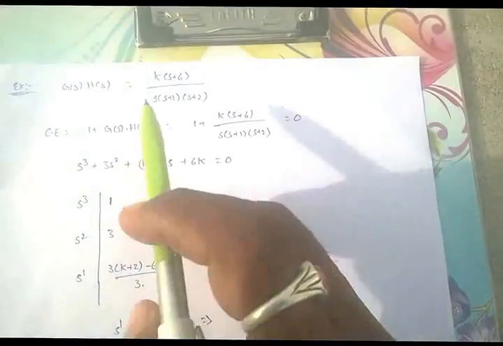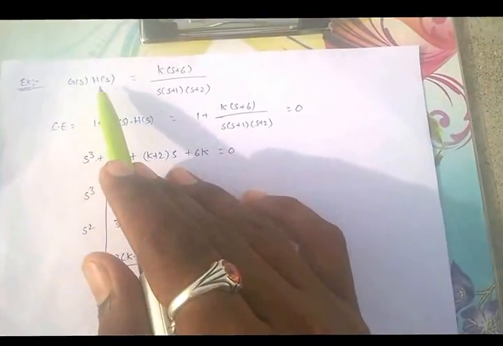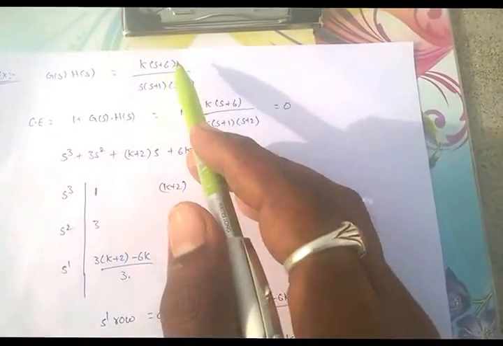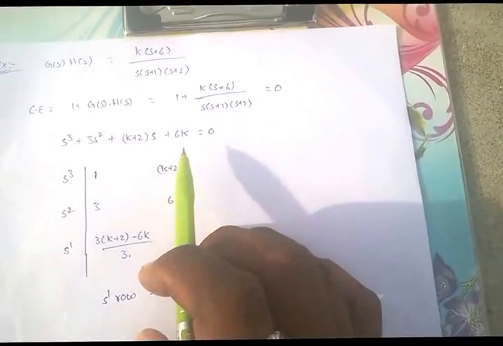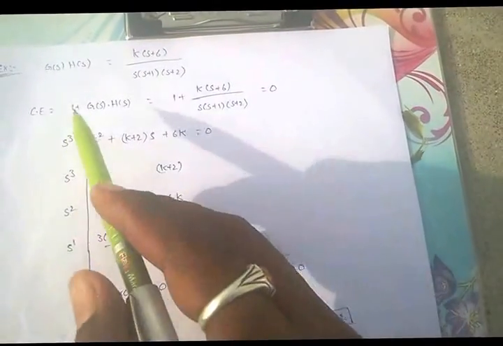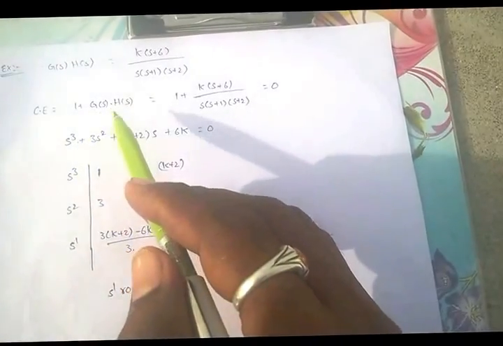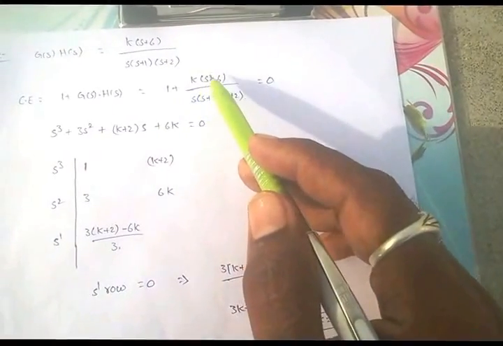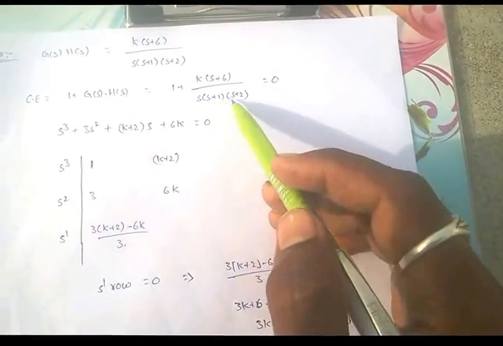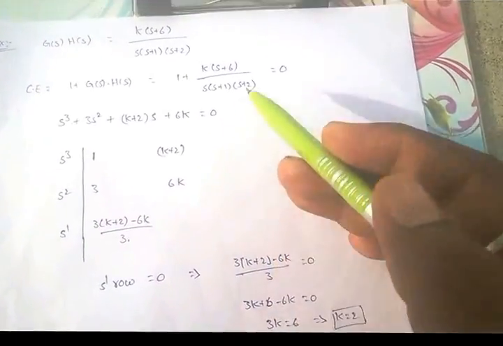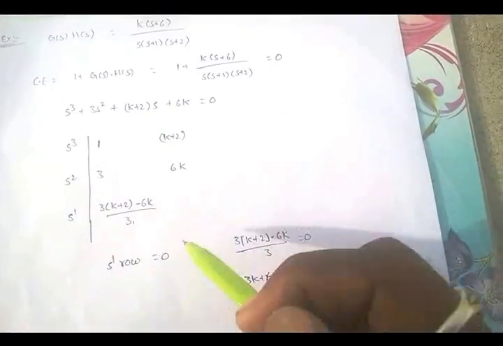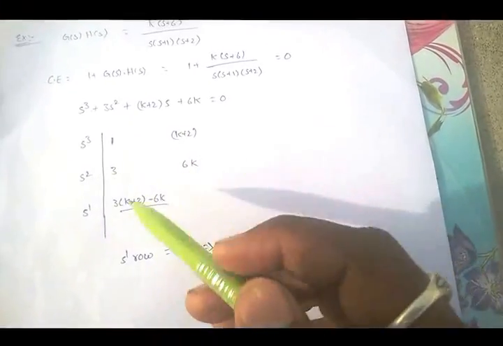Coming to one example, here G(s)H(s) is given as K(s plus 6) by s(s plus 1)(s plus 2). For the characteristic equation, 1 plus G(s)H(s), that is 1 plus K(s plus 6) by s(s plus 1)(s plus 2) equals 0. This is the characteristic equation, and we find the tabulation of the RH table.